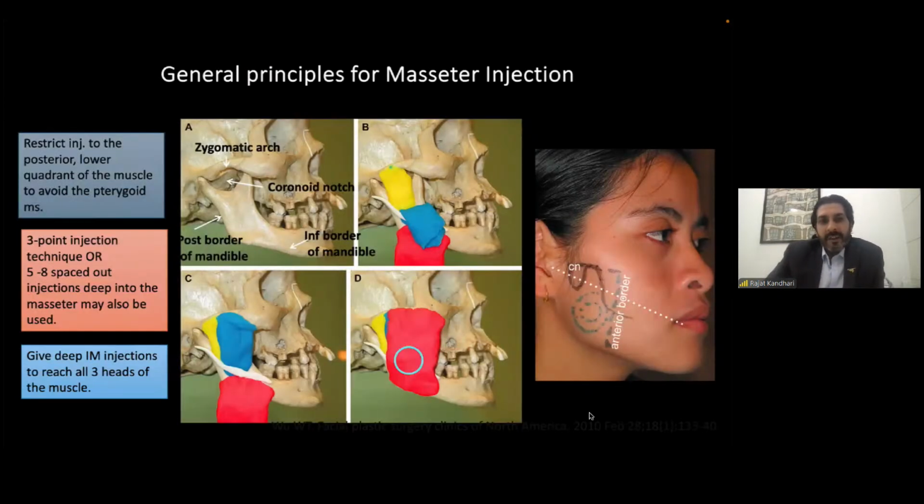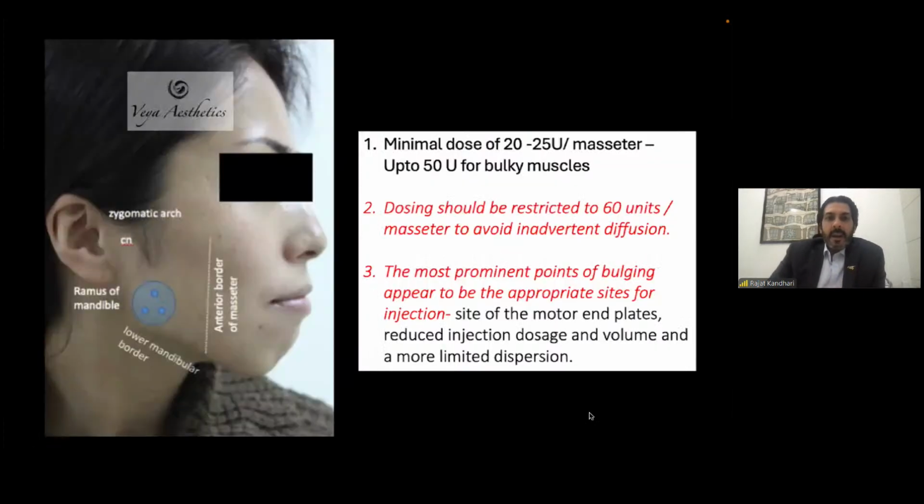This was already covered, the 3 heads of the masseter. I won't go into this again. But a few practical tips again. A minimal dosing of the masseter can be around 20 units to start with. You can go up to 40 to 50, but that's rarely the case. Dosing should be restricted to less than 60 units to avoid inadvertent diffusion.